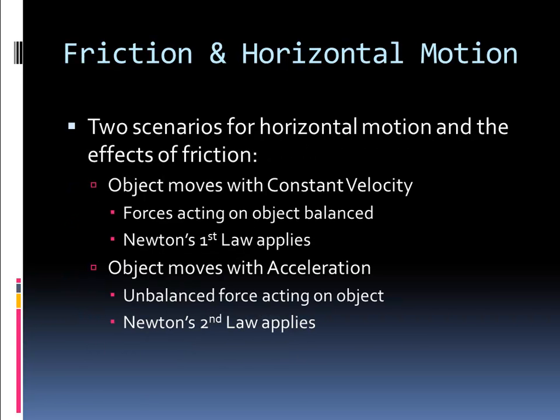So let's talk about friction as it relates to horizontal motion. There are two scenarios for horizontal motion and the effects of friction. The first is if the object moves with constant velocity. If objects are moving with constant velocity, that means the forces acting on it are balanced. You have a situation with balanced forces, and Newton's first law is going to apply.